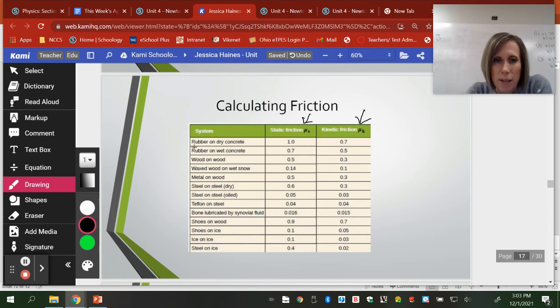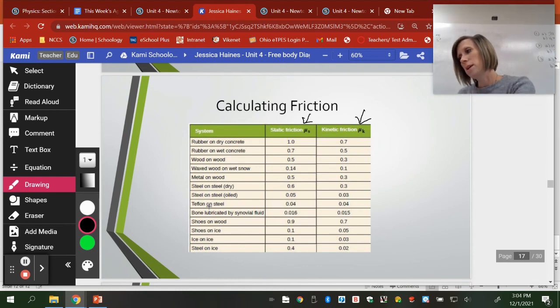And you can see, like, rubber on dry concrete. So think about that when you're driving down the road in the summertime and the road is dry and your tires are spinning on the road. Static friction is a very large coefficient of friction versus kinetic friction. But look down here at the bottom, like your shoes on ice, even if they have rubber, or ice on ice. If you have a piece of ice on a piece of ice, it has a very small static friction and kinetic friction both, because those two objects, when they're rubbing together, do not have much friction between them. So depending on what the two objects are dictates how much friction occurs between them.